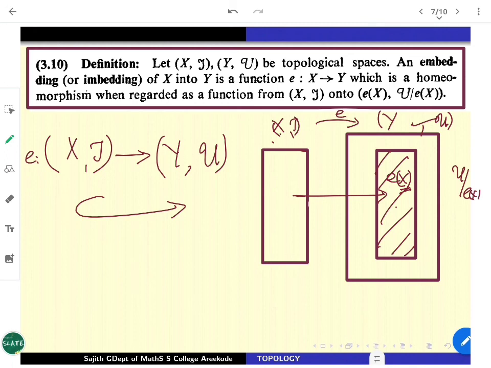An embedding is actually taking your space and you are seeing inside Y some topological spaces. That's all. So you will be getting an equivalent copy of X underneath of Y. That's what it says.